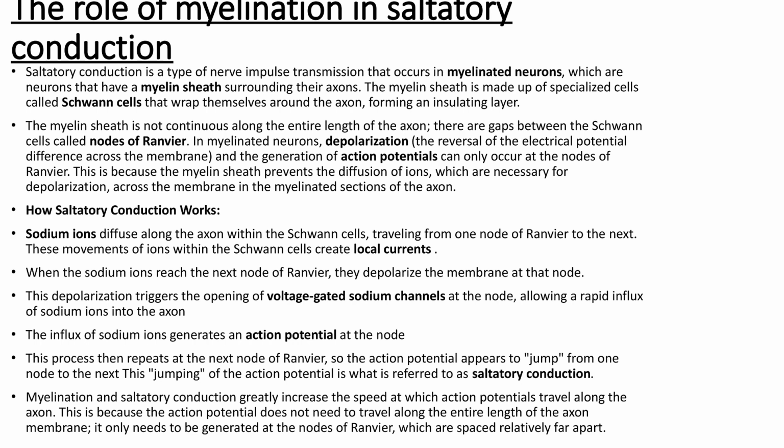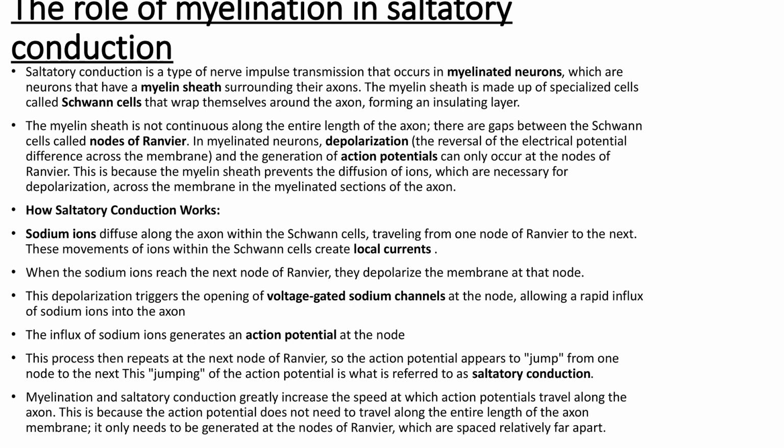So, how does saltatory conduction work? Sodium ions diffuse along the axon within the Schwann cells, traveling from one node of Ranvier to the next. This movement of ions creates local currents. When the sodium ions reach the next node of Ranvier, they depolarize the membrane at that node. This depolarization triggers the opening of voltage-gated sodium channels at the node, allowing a rapid influx of sodium ions into the axon. The influx of sodium ions generates an action potential at the node.